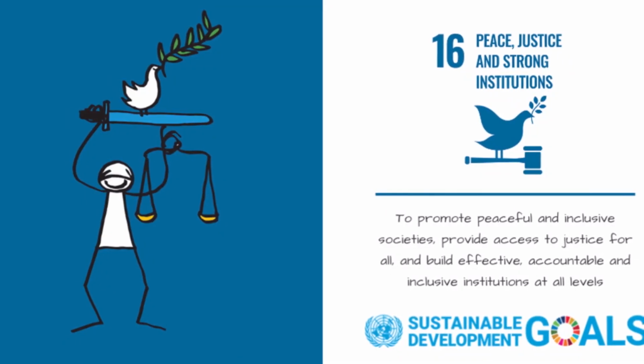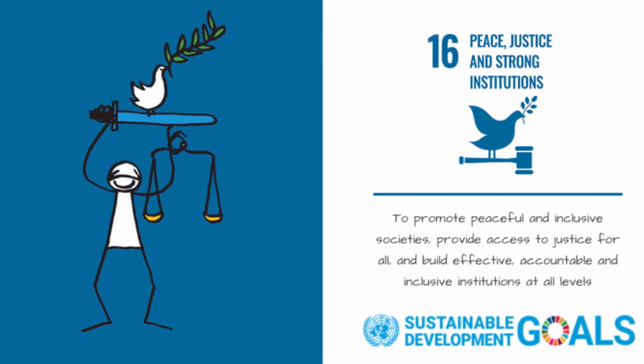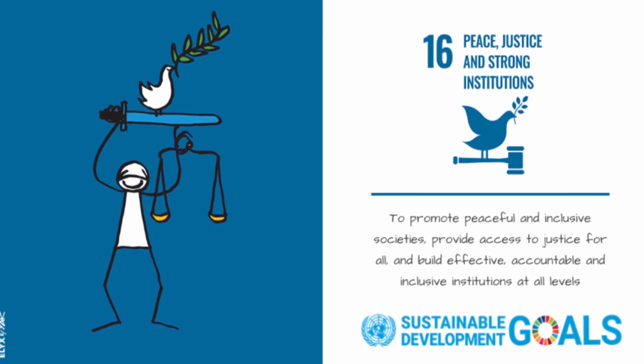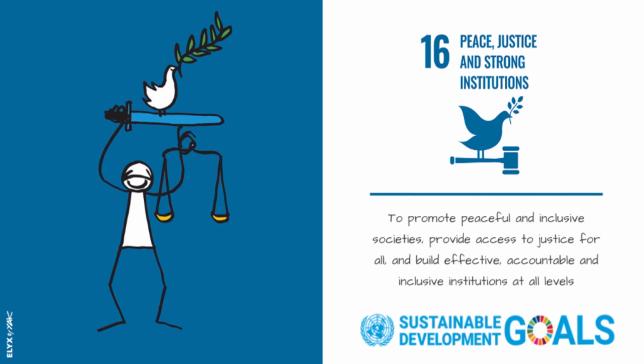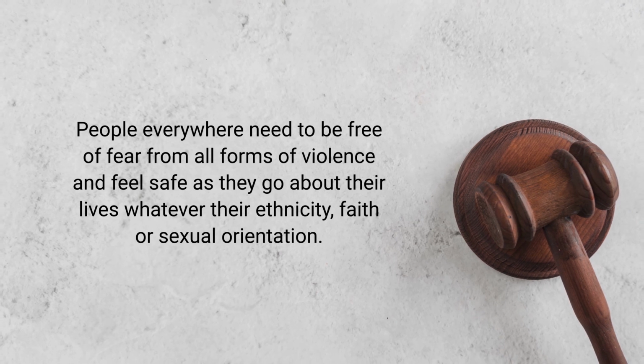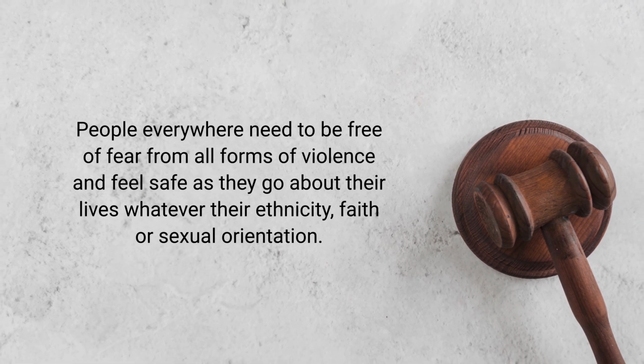Goal number 16, peace, justice, and strong institutions. For the promotion of peaceful and inclusive societies, provide access to justice for all, and build effective, accountable, and inclusive institutions at all levels. People everywhere need to be free of fear from all forms of violence, and they need to feel safe as they go about their lives, whatever their ethnicity, faith, or sexual orientation.